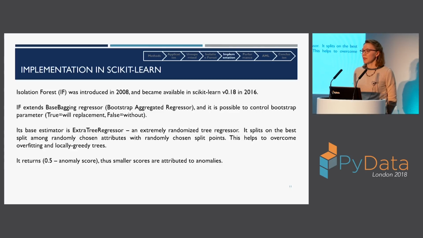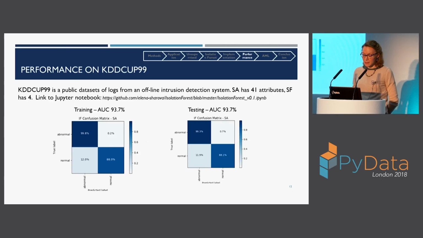So both the attribute to split and the split value will be chosen randomly. This allows it to overcome building very greedy trees. In practice, in the implementation in scikit-learn, it will return a value of 0.5 minus the anomaly score. So smaller scores or negative scores will be indicative of anomalies.